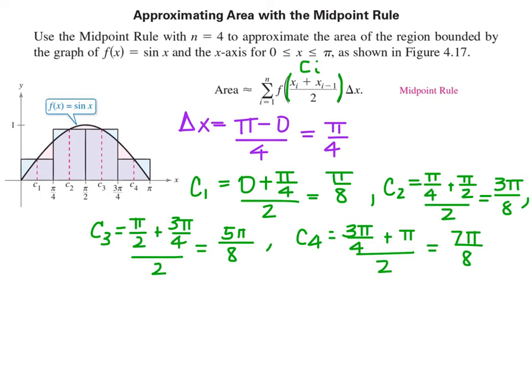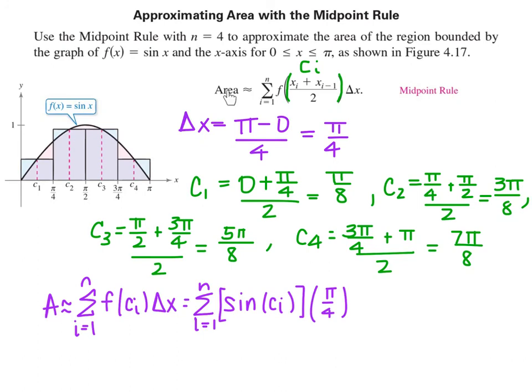Not rocket science, but what I do is I'm going to add my first x and my second x value in that restriction. So I would add 0 plus pi over 4 divided by 2, I get pi over 8. Going to do the same thing for the next interval, so I do pi over 4 plus pi over 2 divided by 2, that's 3 pi over 8. And then the third interval is pi over 2 plus 3 pi over 4 divided by 2, which is 5 pi over 8. And 3 pi over 4 plus pi divided by 2 is 7 pi over 8.